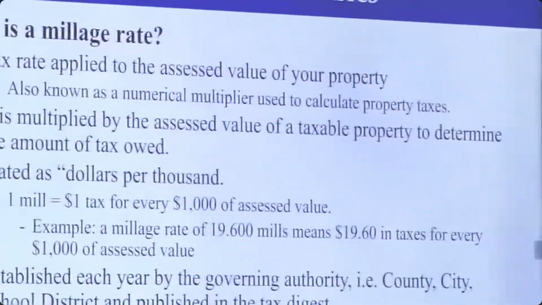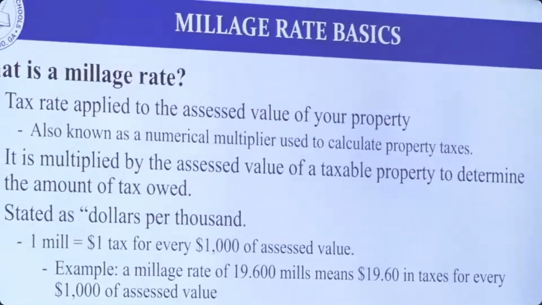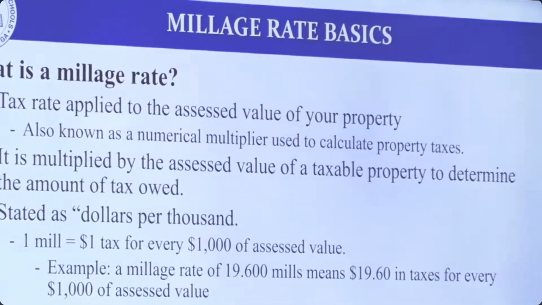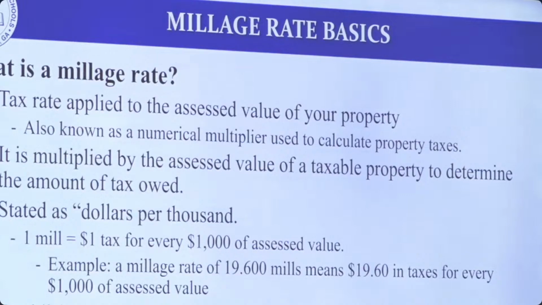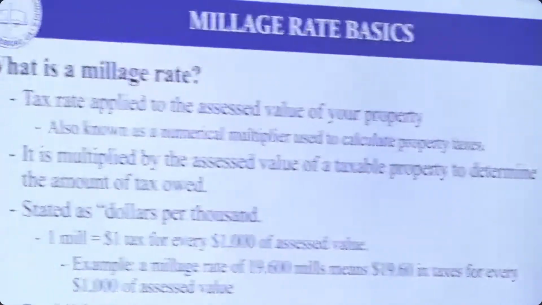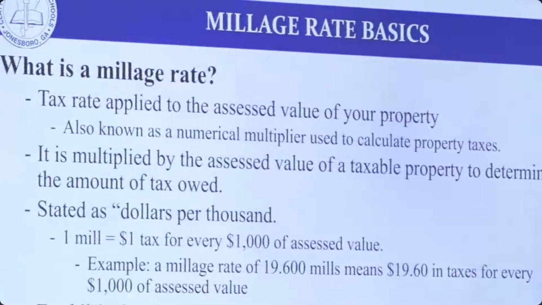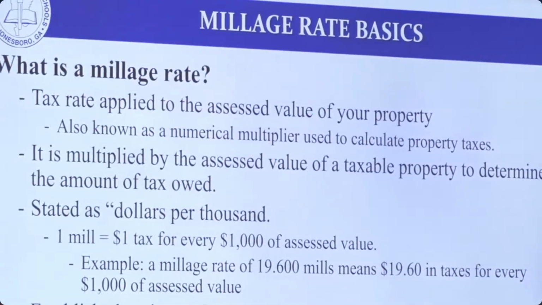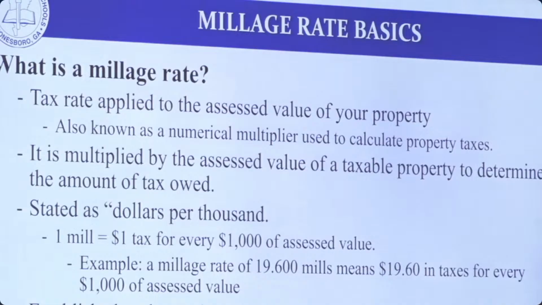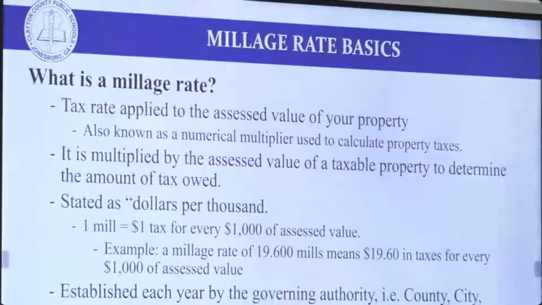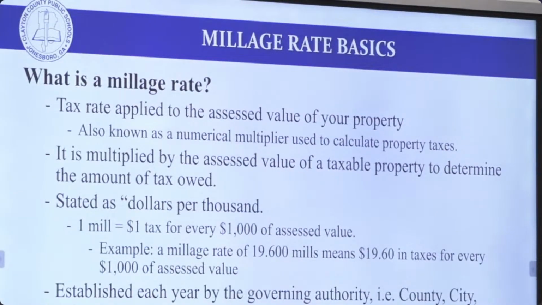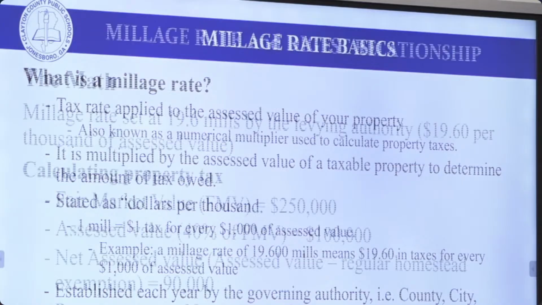So what is a millage rate? That's the tax rate that is applied to the assessed value of the property. You take that millage rate and multiply it by the assessed value to determine the amount of taxes owed. It's stated as dollars per thousand, where 1 mil equals $1 in tax for every $1,000 of assessed value. So if a millage rate is set at 19.6 mils, that means $19.60 in taxes for every $1,000 of assessed value. Then each year, the governing authority, whether it's the county, city, or the school district, establishes that rate and it's published in the tax digest.